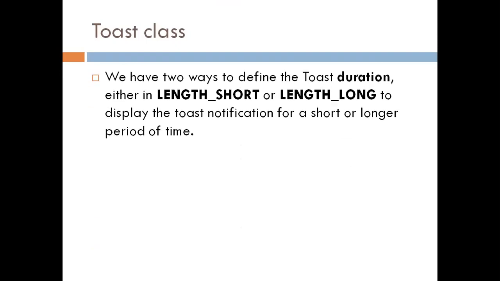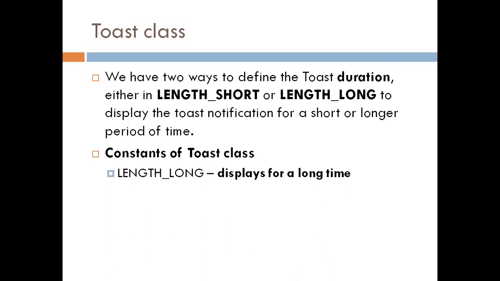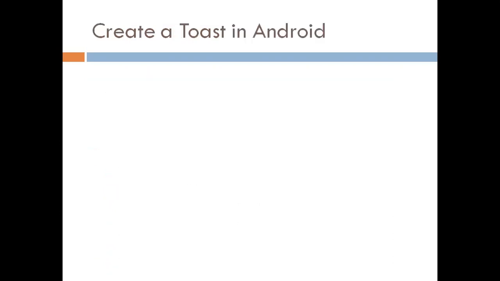Now, the Toast class. So what is the Toast class? We have two ways to define a toast duration, either LENGTH_SHORT or LENGTH_LONG, to display the toast notification for a short or a longer period of time. These are known as constants of the Toast class. LENGTH_LONG is used to display for a long period of time, and LENGTH_SHORT is used to display the message for a short period of time.